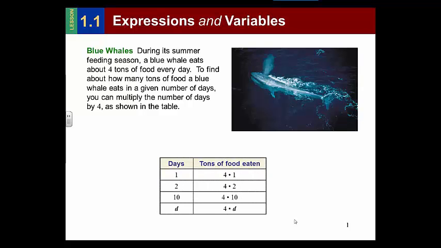In the table, you can see for 1 day, we would do 4 times 1. 2 days, 4 times 2. 10 days, 4 times 10. If the amount of days are unknown, we use D as the variable and represent it as 4 times D.